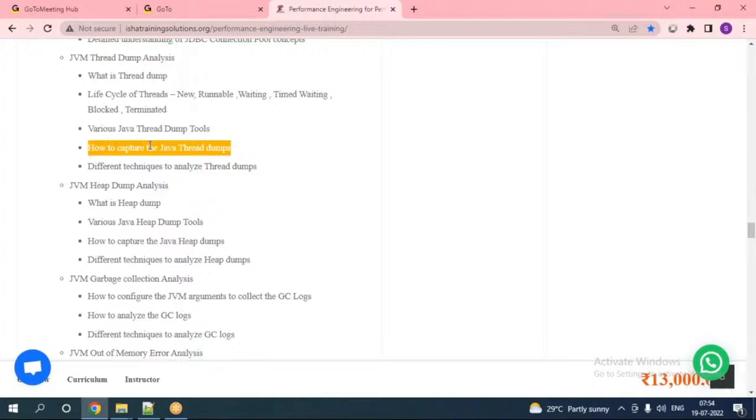Not only thread dump analysis, we are also going to learn heap dump analysis. What is a heap dump? It is taking a heap snapshot during the problematic situation.